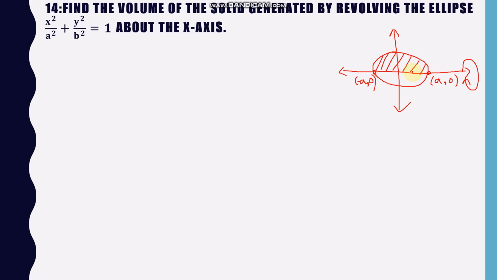I hope all of you have seen magnets, the black colored magnets which are of solenoidal shape. So we'll get a figure something like that, and we have to find the volume of that figure. So what is the formula for the volume? It is the integral, from lower limit to upper limit, of pi y square dx.